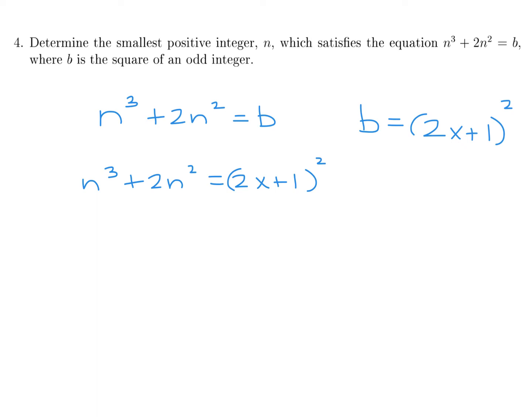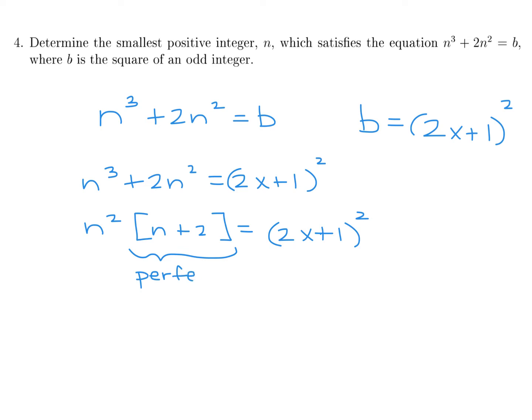But perhaps that may not help me that much, so what I'm going to do is factor out an n squared on this side. And if I do, I get n squared times (n plus 2), and that is equal to (2x plus 1) all squared. Now what we have to do is think about this a little bit. This side is a perfect square, right? It's something squared. That means this side must also be a perfect square in order for things to match up, because they're equal. Well, n squared is already a perfect square. So therefore, n plus 2 must be a perfect square. Has to be.